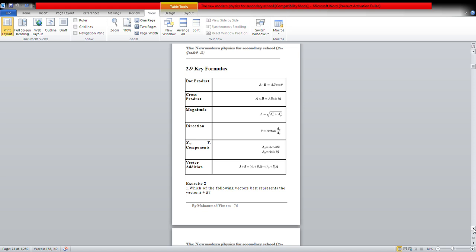XY components: ax is equal to A times cos theta, and ay is equal to A times sin theta. Vector addition: A plus B is equal to (ax plus bx) times the unit vector x, plus (ay plus by) times the unit vector y.